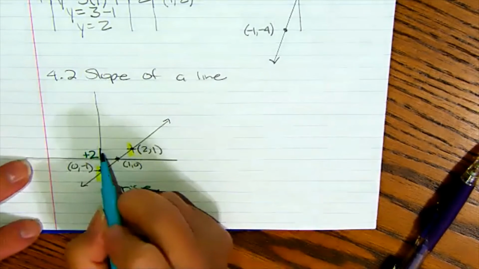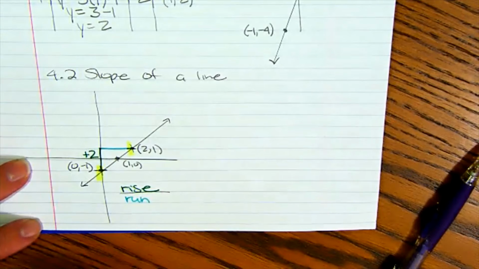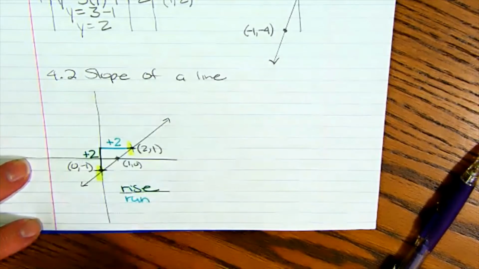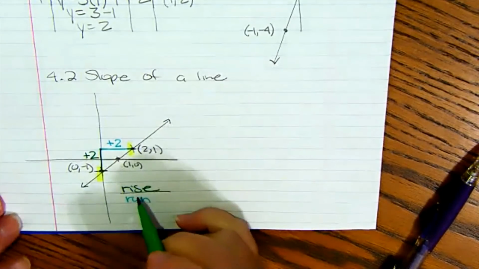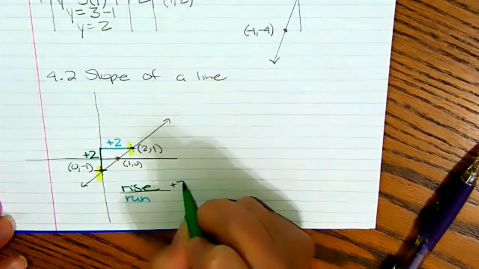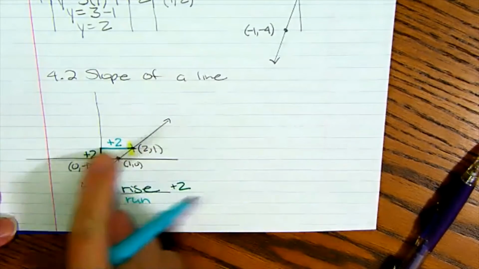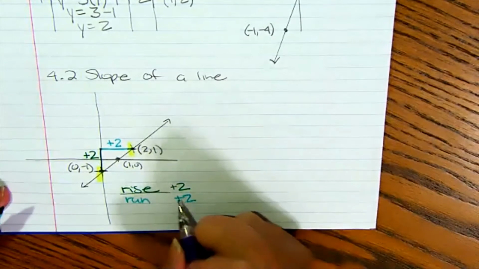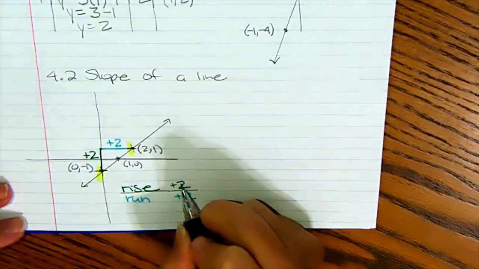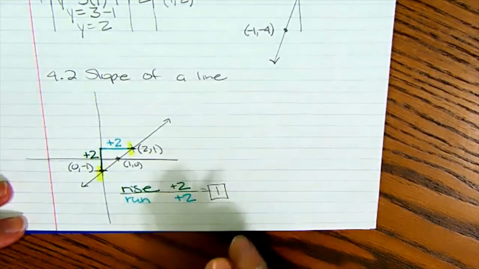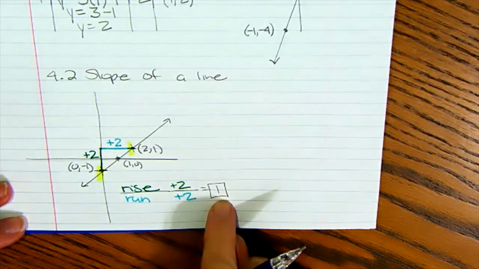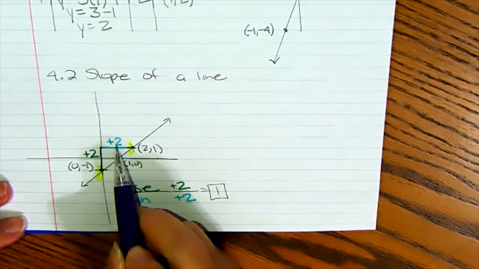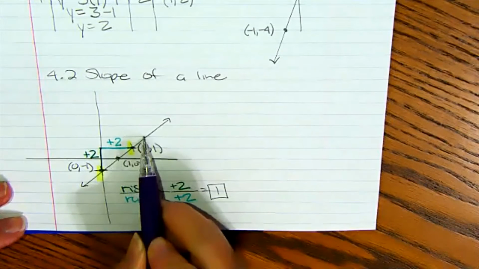Now I get to run. So my run is 1, 2 to the right, which is positive 2. So my rise going up 2 is positive 2, and my run, running to the right, is positive 2. So rise over run is positive 2 over 2 equals 1. So my slope is 1. And what that means is I go up 1 over 1, up 1 over 1, up 1 over 1.